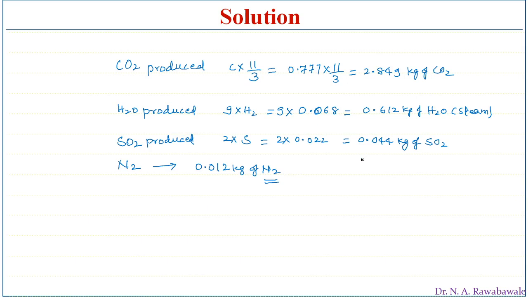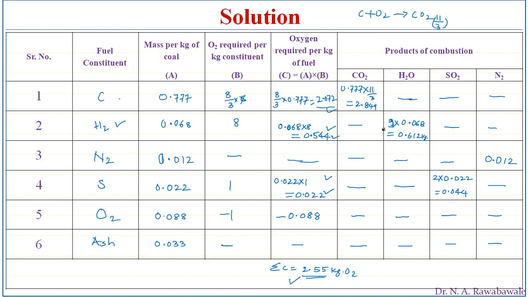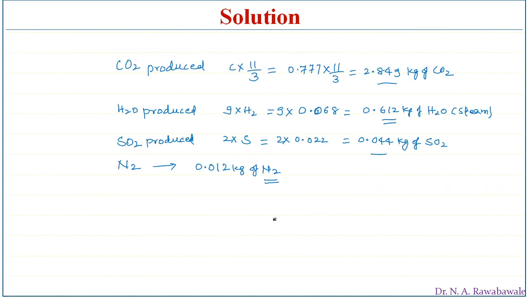So all this data can be obtained by simple method. We have seen two methods. One is a tabular method. In this tabular method, we have obtained mass of carbon dioxide, mass of hydrogen, mass of nitrogen, mass of sulfur dioxide, and then we obtain minimum quantity of air required by using tabular method. Simply by using equation also we can find out minimum mass of air required for combustion of 1 kg of fuel, and similarly we obtain the constituents of flue gases on mass basis. So this is on mass basis.